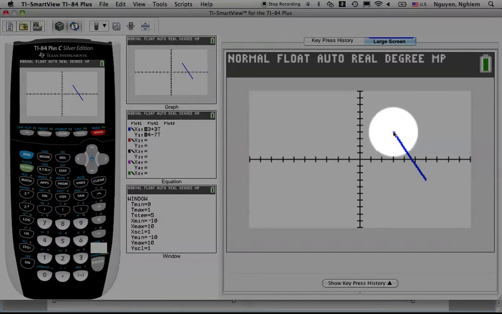Okay, so this is a little bit new if you haven't seen parametric mode before. It allows you to graph any equation that you had before in function mode, but this time you're able to graph just portions of it by restricting this t value.